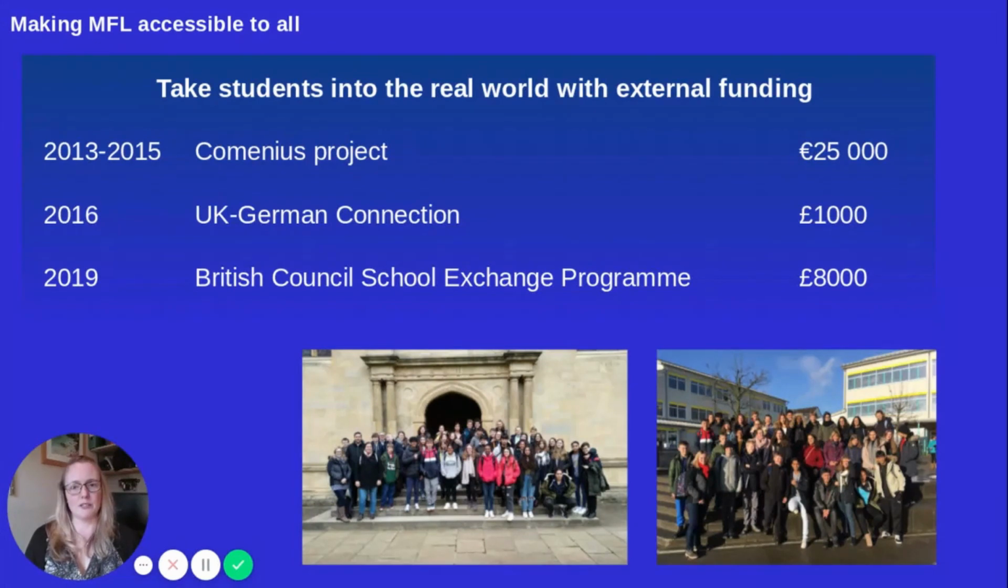And then more recently, in 2019, we were given £8,000 from the British Council School Exchange Programme. This was quite hard to manage in time because we heard about the successful funding bid in the October and we flew in the December. So there was an awful lot to turn around quickly. It was a very enjoyable experience, and because we had this money, we were able to be flexible. We took students who could stay in families, and we had 10 that stayed in families, and then we had 8 who stayed in a hotel with me and another member of staff.